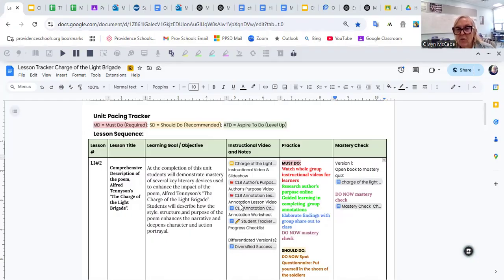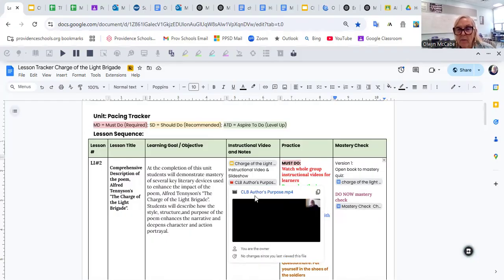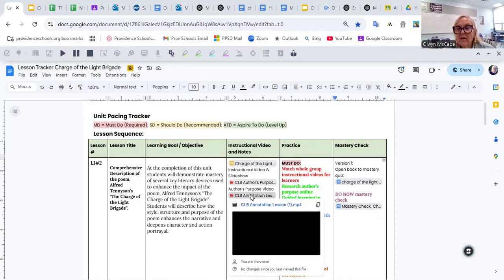The next thing they do is they watch a video about annotating the poem, The Charge of the Light Brigade. The annotation would be that they take the poem and they look at the different literary devices the author used to make the poem impactful. And they will have a list of literary devices, they'll have a copy of the poem, and they'll have access to the internet. So they can actually go on the internet and search.